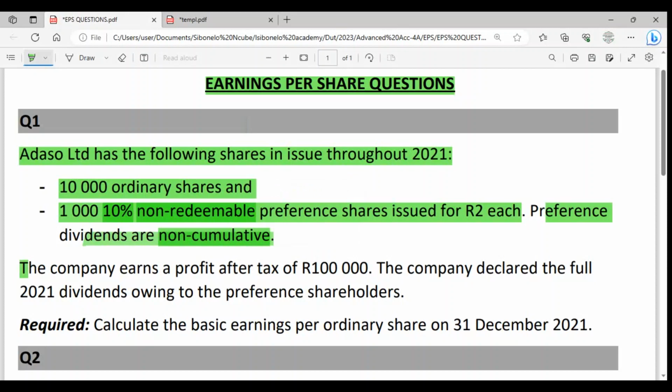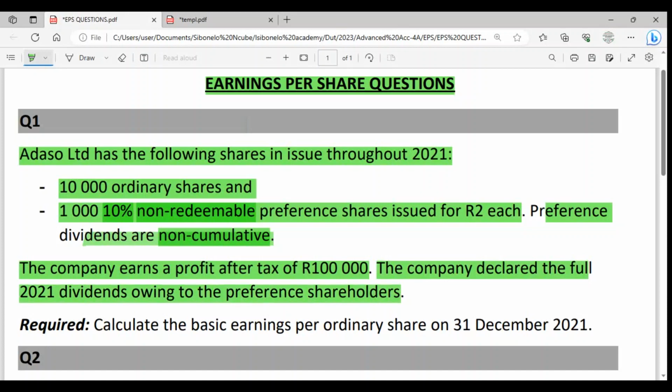And then the company earns a profit after tax of 100,000. This is the profit after tax. Guys, we know that the profit is going to be split between ordinary shareholders and preference shareholders. So from this profit, there is a portion that will be paid to ordinary shareholders, and there is another portion that will be paid to preference shareholders. The company declared the full 2021 dividends owing to preference shareholders. So all the dividends were declared and paid to preference shareholders. So we are not owing preference shareholders anything.